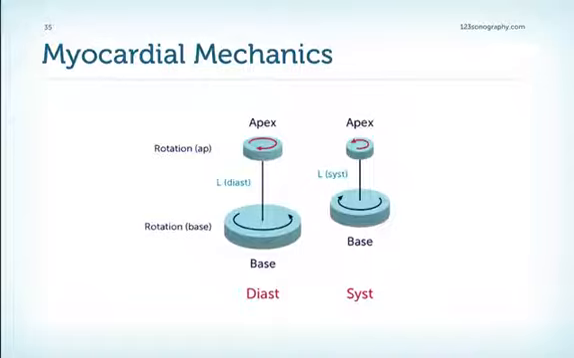In reality, the base and the apex rotate in opposite directions. With the help of modern echocardiographic techniques, we can actually measure this motion. We call it twist or torsion.